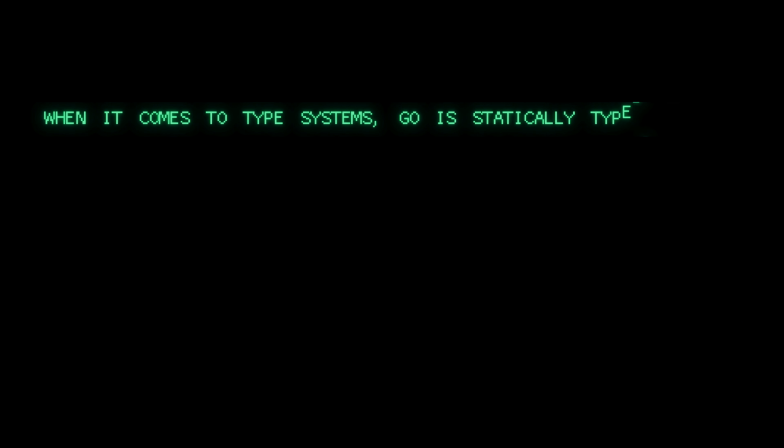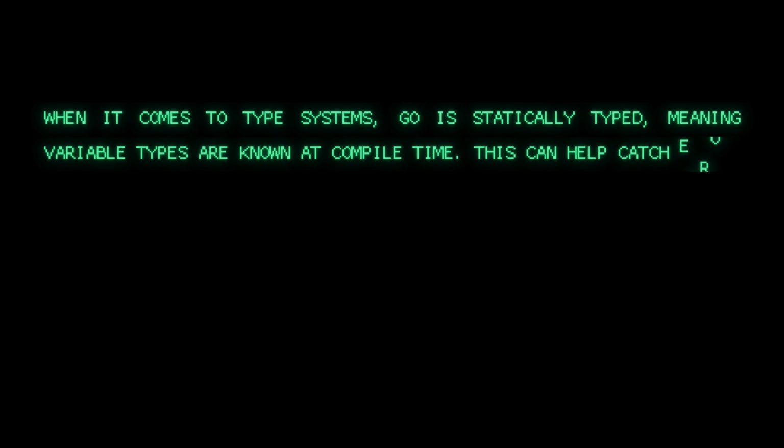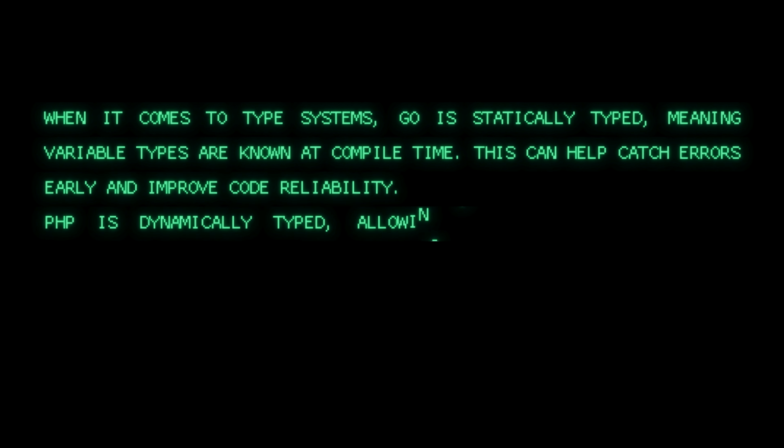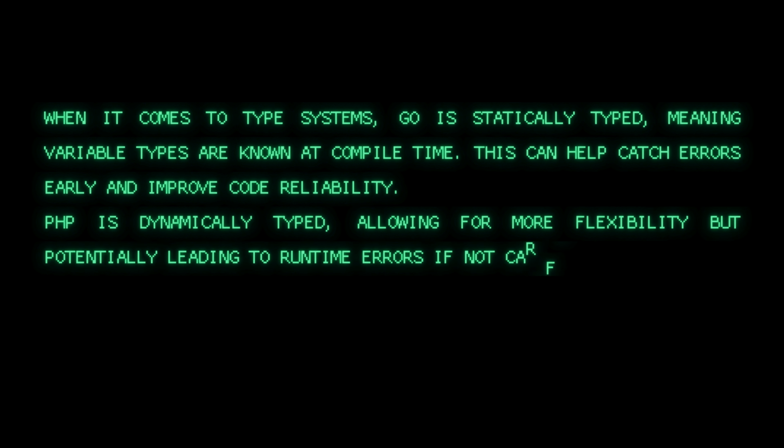When it comes to type systems, Go is statically typed, meaning variable types are known at compile time. This can help catch errors early and improve code reliability. PHP is dynamically typed, allowing for more flexibility but potentially leading to runtime errors if not carefully managed.